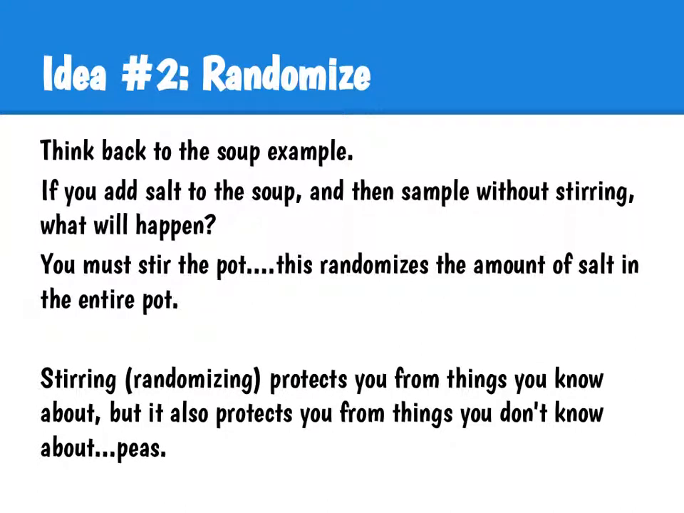Well, that brings us to our second big idea, and that is randomization. Okay, you've got to randomize your sample. If we go back to the soup, if you add salt to the soup and then you sample it, what's going to happen? Well, it's going to taste very salty if you don't stir it. So you've got to stir the pot. That way, the amount of salt in the soup is randomized.